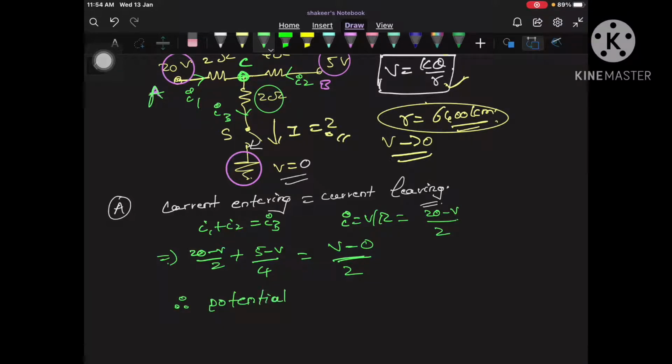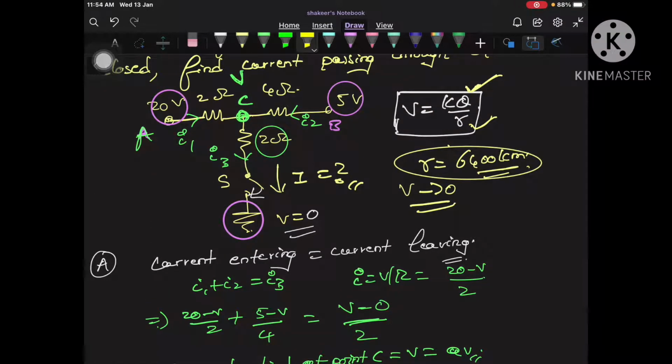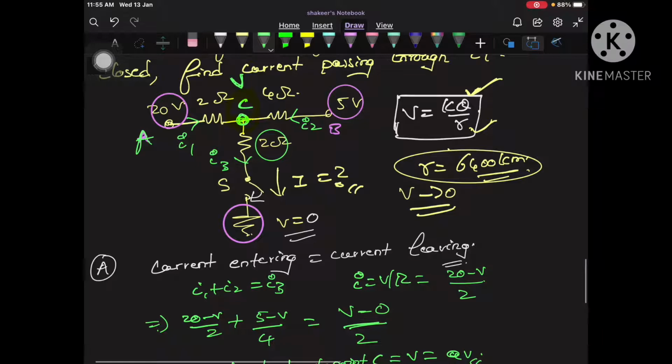So I write that the potential at point C, V, is equal to 9 volts. This is the answer I got. Clear? Therefore I have calculated the potential at this point. If the potential is V, then that V I have calculated to be 9 volts. Once I calculate this potential, very easily I can calculate the amount of current which is flowing in this branch.